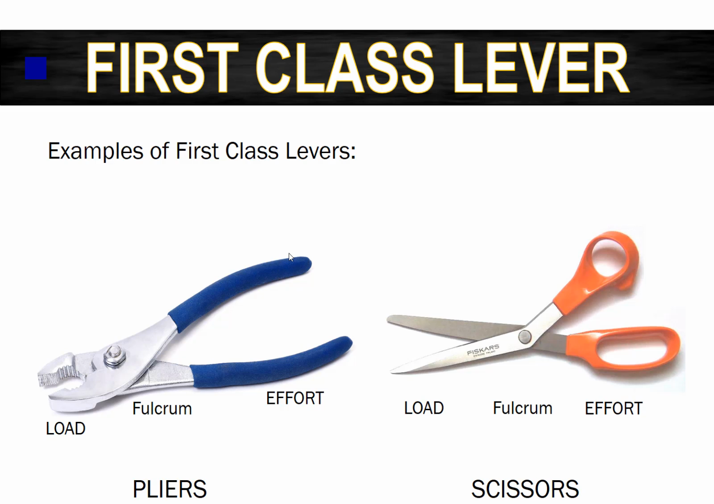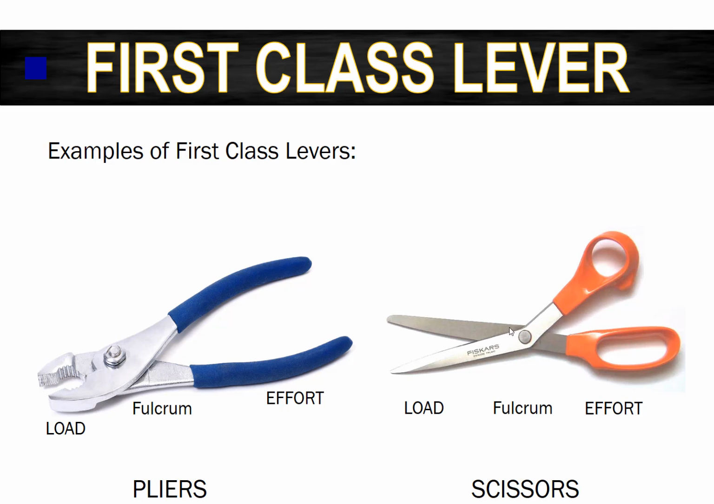So for the pliers, our effort is over here on the handles. That's where we put our hands. So that's where the effort force will be. The fulcrum is right here in the middle, and that's the turning point of the levers. And then where our work is done is down here at the left side of the pliers, right? Load represents work being done. So where I put my hands is the effort, the turning point is the fulcrum, and where the work is done is the load.